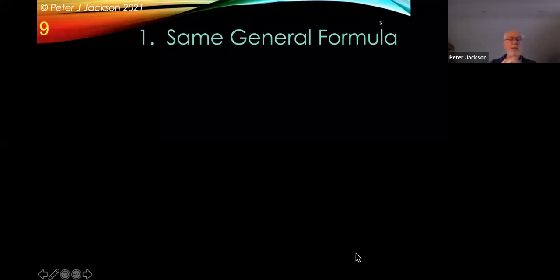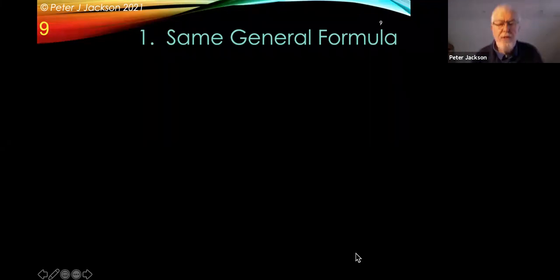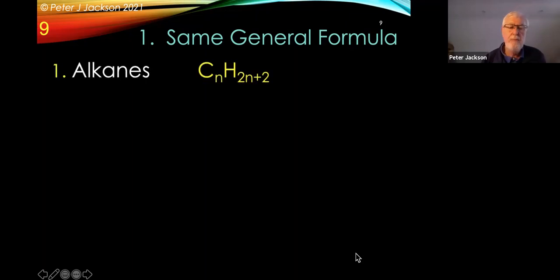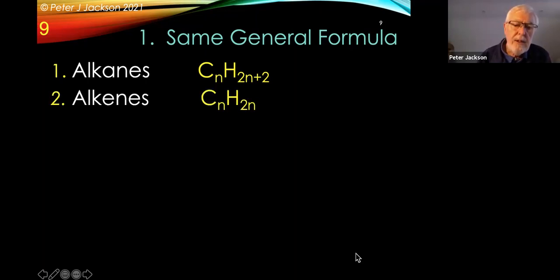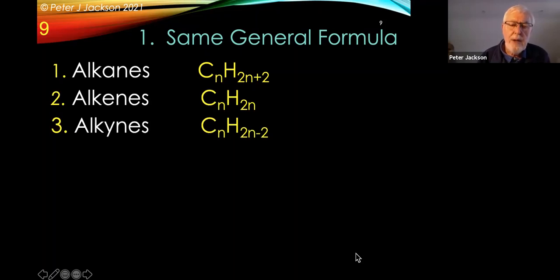The first thing is that they have what we call the same general formula. Now, general is an important word, not chemical, not molecular, general formula. The 3 that are most important are the alkanes, the alkenes, and the alkynes. And you can see that there's an n for the carbons. That's the number of carbons. It's always a whole number.